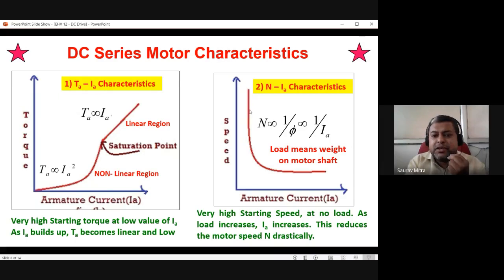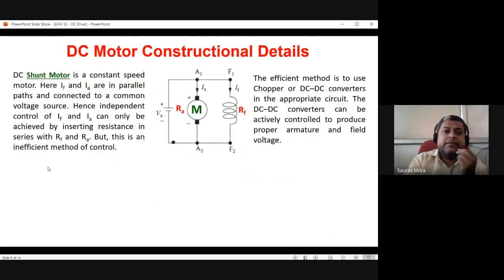At that time, the speed of the motor reduces and stabilizes at a certain point. But the main characteristic of DC series motor is this. This is very important. Please prepare it for exam. There is very high starting torque. Why? Because initially Ta is proportional to Ia square.